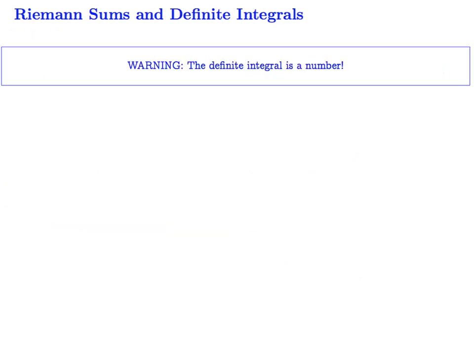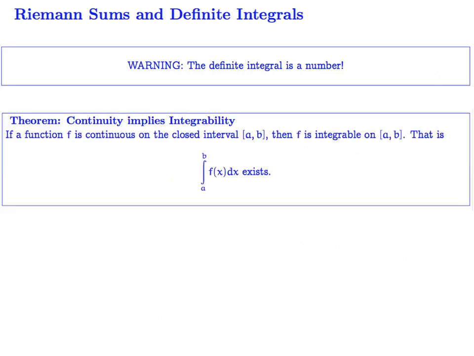A couple more notes before we take this definite integral out for a try. The first is a warning. The definite integral is a number, okay? If you're doing it right, you should get a number when you're all said and done. If you don't get a number, if you get something like a function with some variables in it, something's gone wrong. It should really be a number.